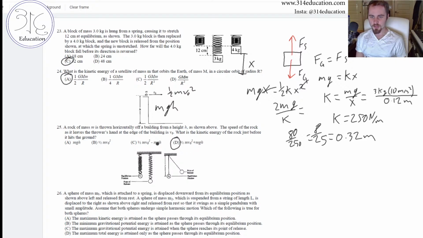So yeah, C was a good option, but it had a negative sign. And the other two just had the individual components, but they didn't have them added together. So D is going to be our choice here. Oh, I can barely read that.